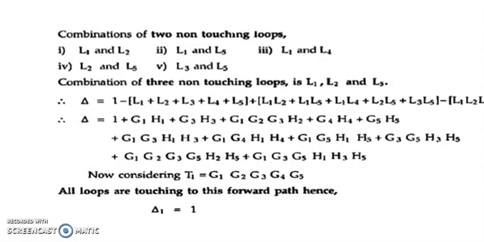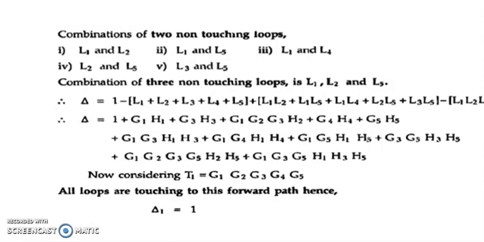So what are the combinations of non-touching loops? L1 and L2, L1 and L5, L1 and L4, L2 and L5, and L3 and L5. So if I take combinations of non-touching loops, I get three non-touching loops. I'll get L1, L2 and L5. So delta is equal to 1 minus L1 plus L2 plus L3 plus L4 plus L5 plus L1 L2, L1 L5, L1 L4, L2 L5 plus L3 L5. And then when I take the combinations of three non-touching loops, you need to take a minus sign here. So minus L1, L2 and L5.